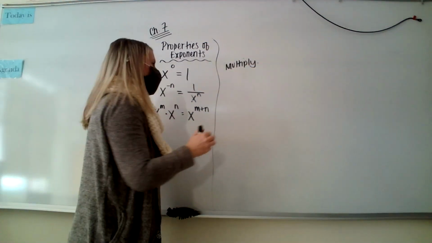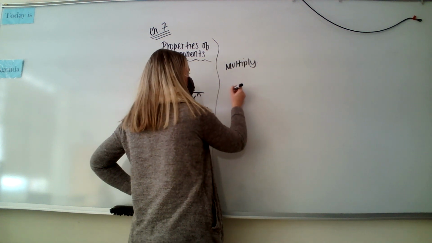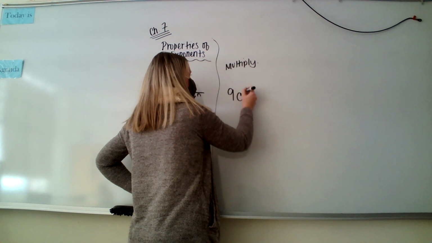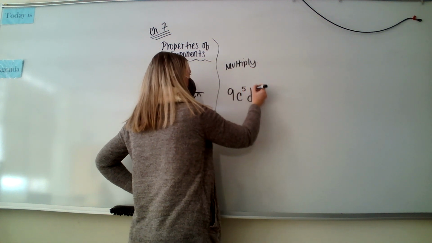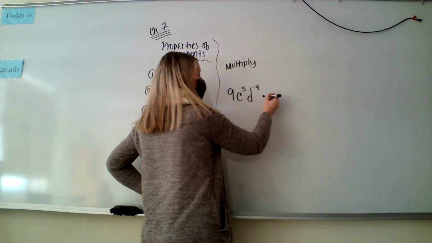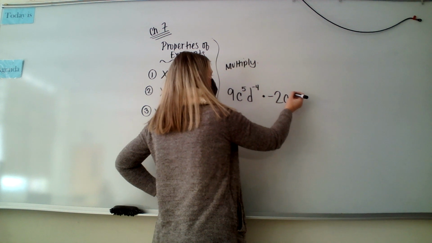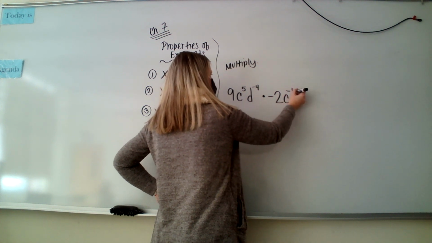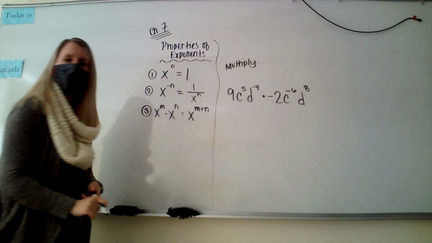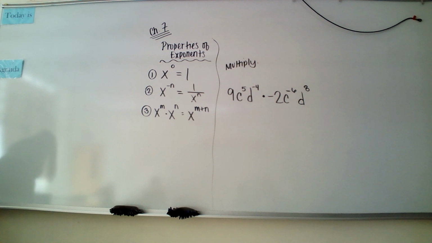Let's say, we'll do 9 c to the 5th, c to the -4, times -2 c to the -6 d to the 8. Okay, nothing too crazy. Hey guys, can you please multiply that right now? See what you get.